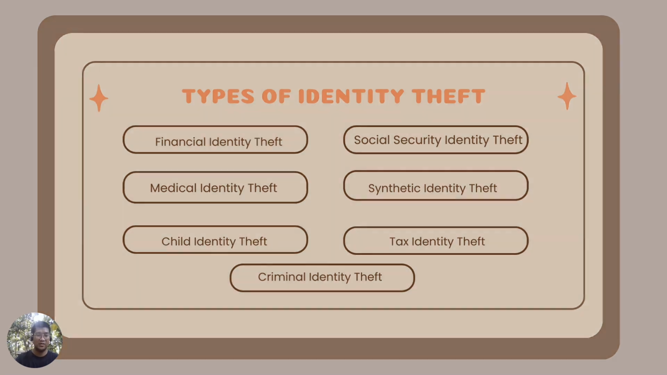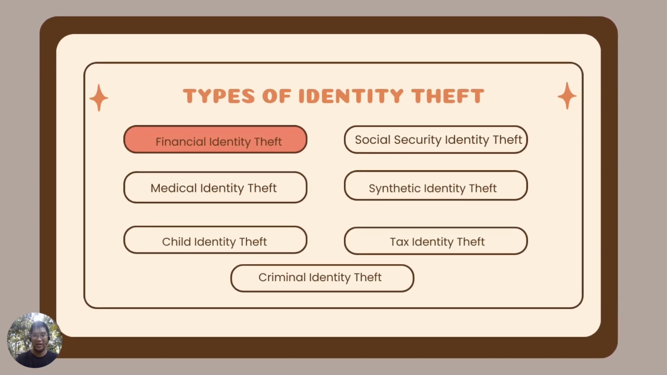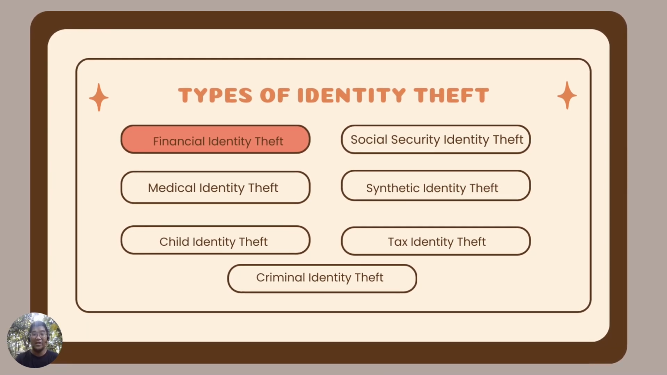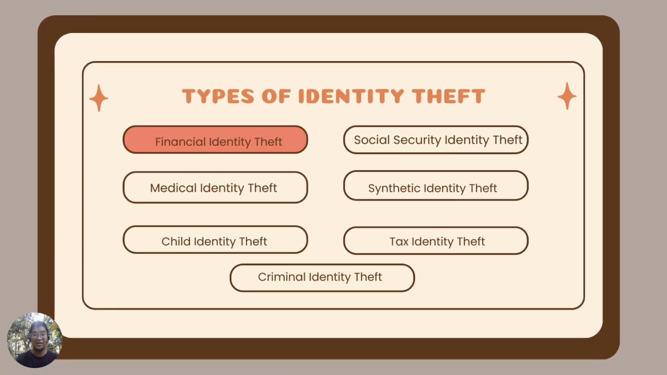Let's go first with the first one, financial identity theft. In financial identity theft, someone uses another person's identity or information to obtain credit, goods, services, or benefits. This is the most common form of identity theft.